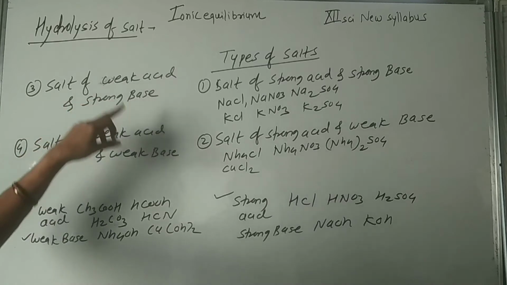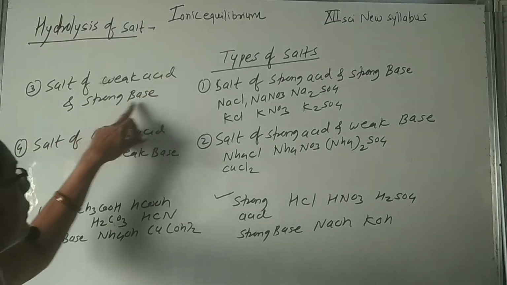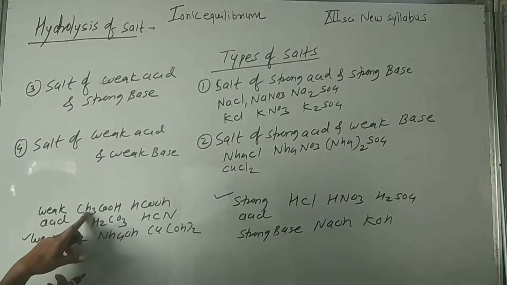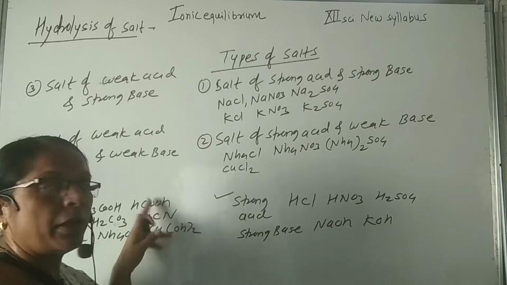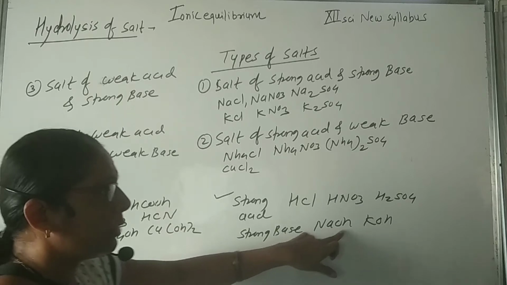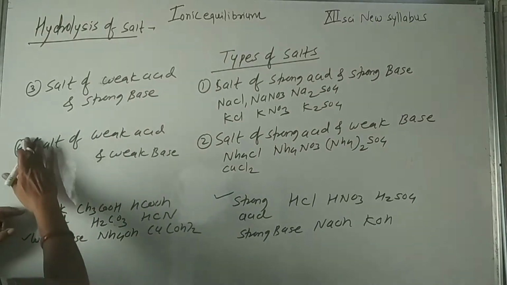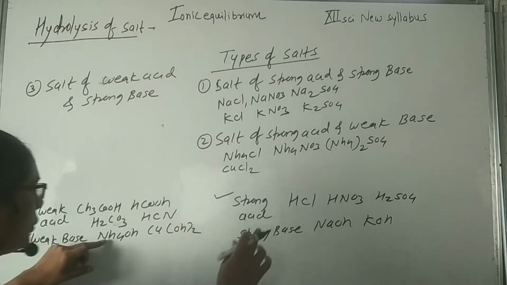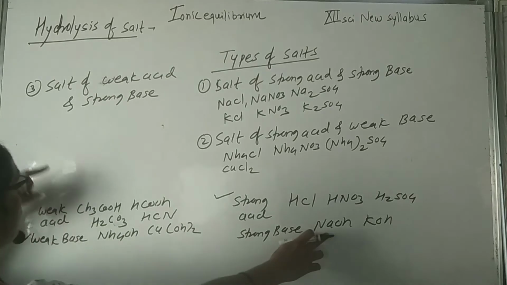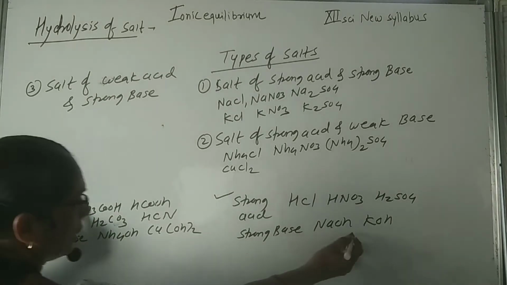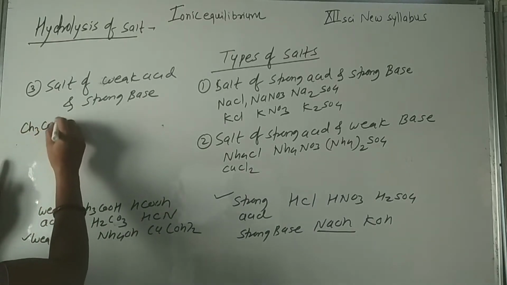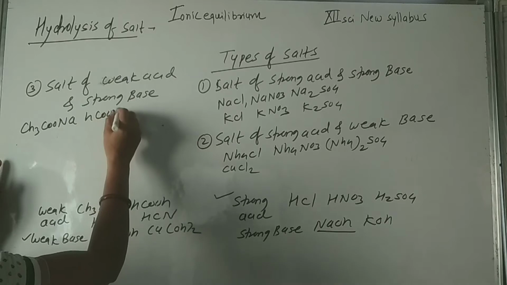Now similarly consider examples of weak acid with strong base. Weak acids are acetic acid, formic acid, carbonic acid, hydrogen cyanide. And the strong bases are NaOH and KOH. Let us prepare the examples. First I consider the strong base NaOH. With the weak acid, acetic acid, it gives sodium acetate, and with formic acid, sodium formate.